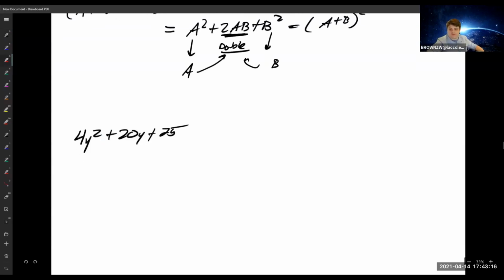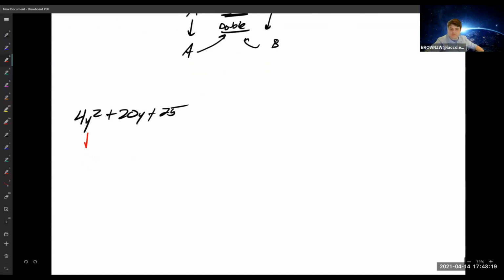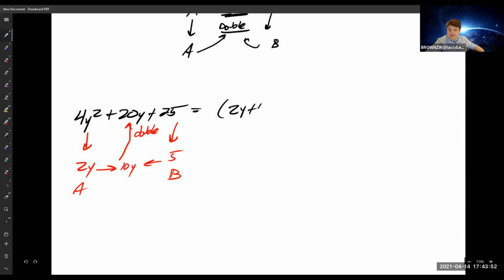So the key thing to notice here is we've got three terms, but my first and my last term are both perfect squares. The first term is a perfect square of 2y. The last term is a perfect square of 5. So that's my a and b. If we multiply these two things together, that gives me 10y. And my middle term is exactly double that number. So instead of going through the full factor by grouping, doing the diamond, all that stuff, we can just say that this is going to be 2y plus 5 squared.